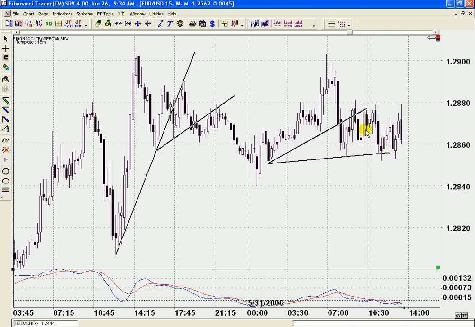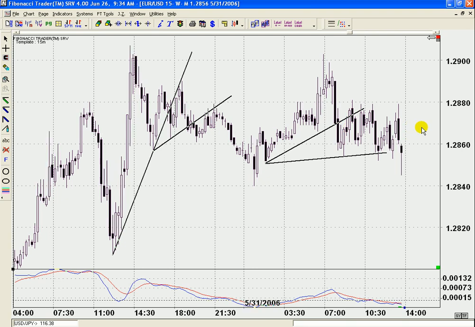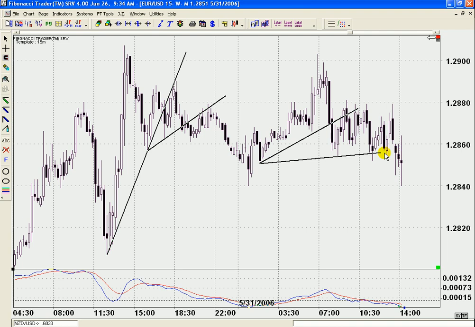You see how the market can drive you crazy as time passes? Now we see dealing below 2860 and it moves to 2840.